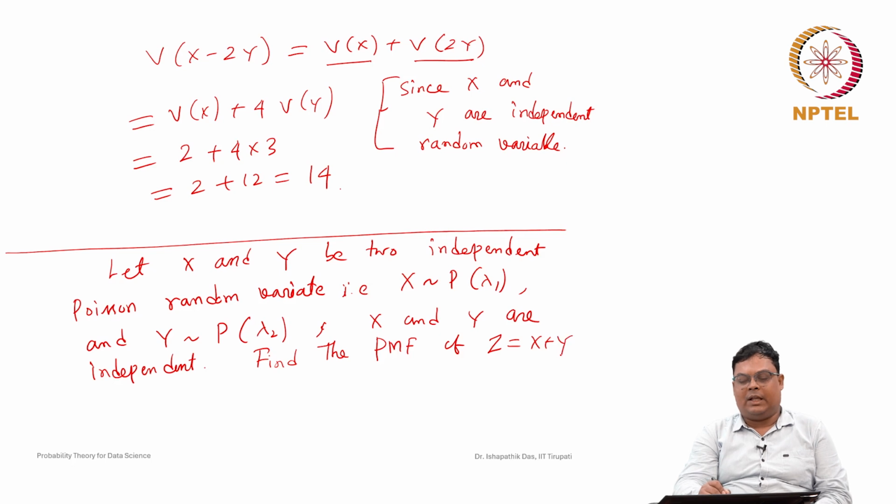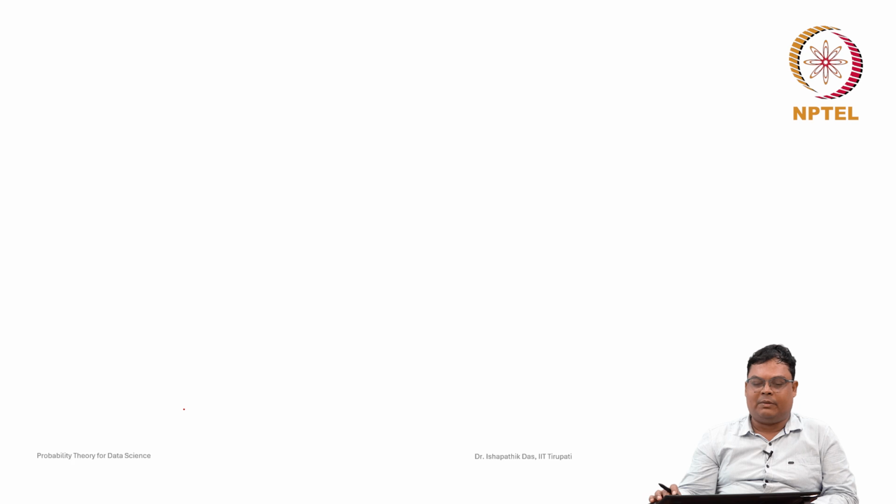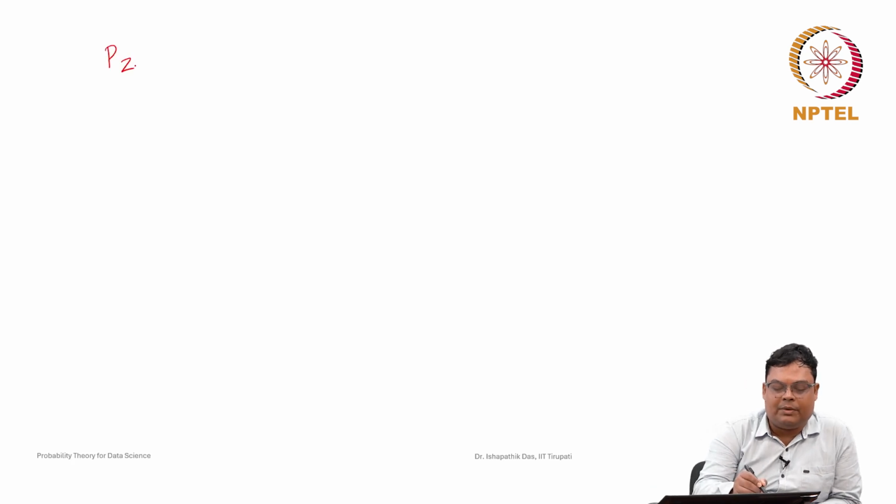Suppose X is the number of accidents in some city, say Chennai, and Y is the number of accidents in Mumbai. If you want to find the combined number of accidents in both the cities, then what will be the probability mass function? In that case we have to find the probability mass function of Z, the probability of Z equal to small z.